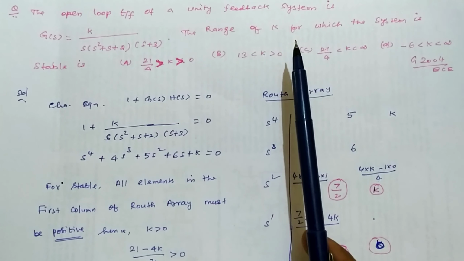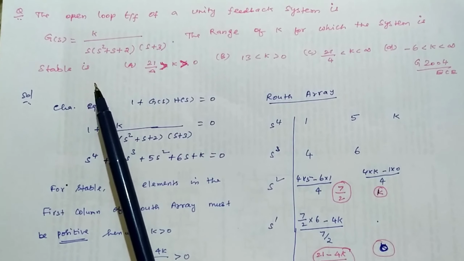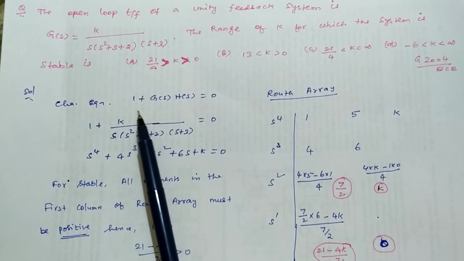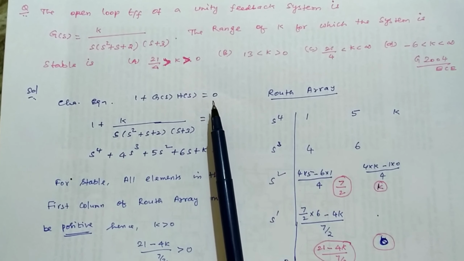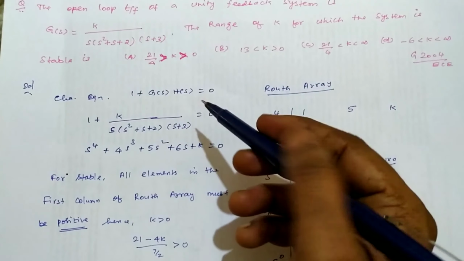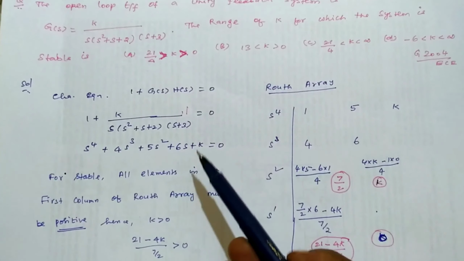What is the range of k for which the system is stable? Very straightforward question. First formulate the characteristic equation: 1 plus G into H is equal to 0. So 1 plus this, where the G H value is 1, is equal to 0.